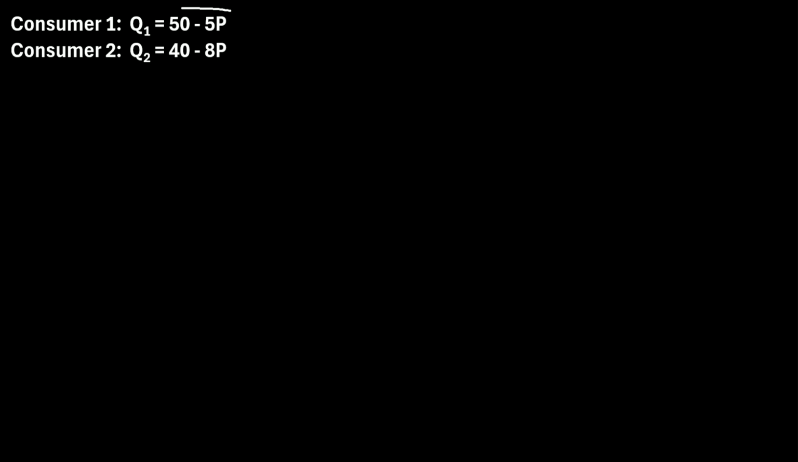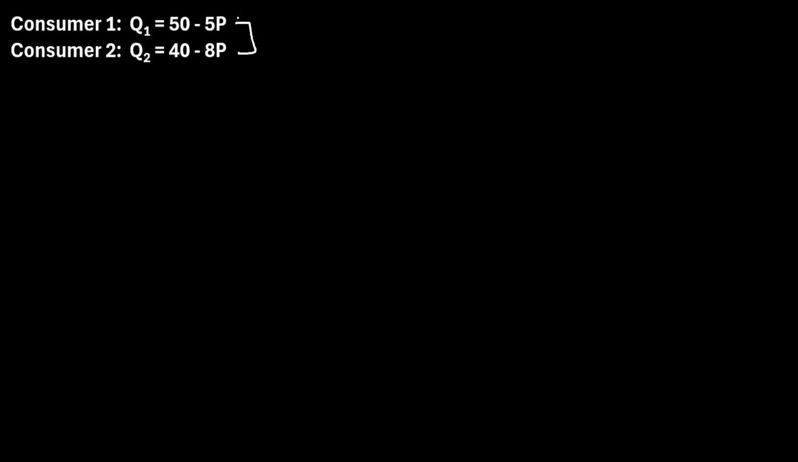Consumer 1 has the following demand function. Q1, their quantity demanded, is equal to 50 minus 5p, where p is the market price for some good. And consumer 2 has the following demand function. Q2, their quantity demanded, is equal to 40 minus 8 times p, where p, again, is the market price for this particular good. So how can we find the market demand function if we're given these two individual consumer demand functions?